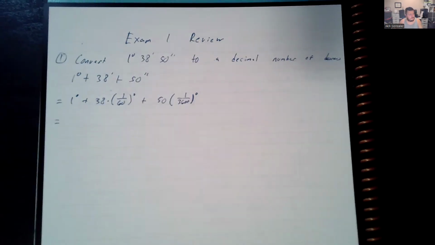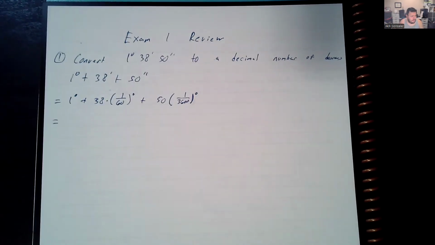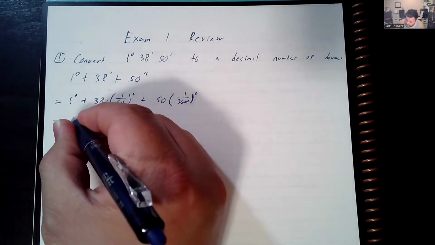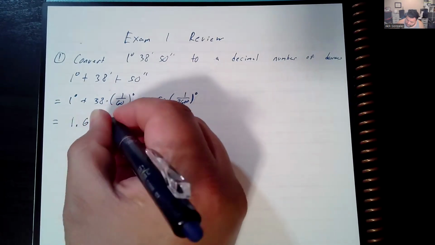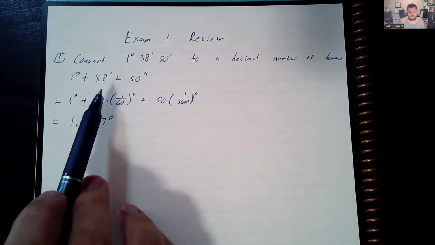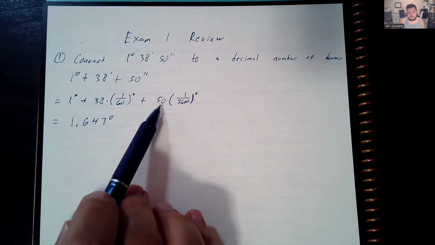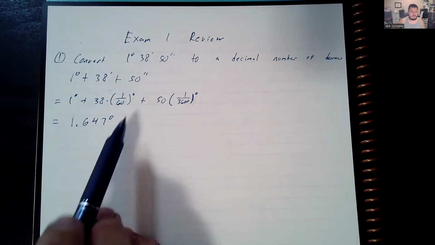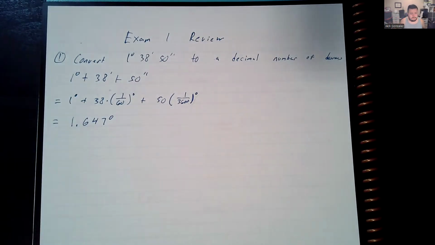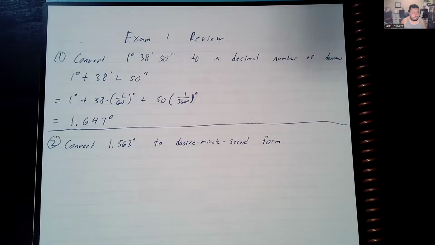There you go. So don't punch that into your calculator piece by piece, add them all up at the same time. That way you don't have the rounding error. So you'll end up with, I did this earlier, 1.647 degrees. So 38 times 1 over 60 plus 50 times 1 over 3600 gives you this decimal right here. And then you round off. All right, let's go to the next one.